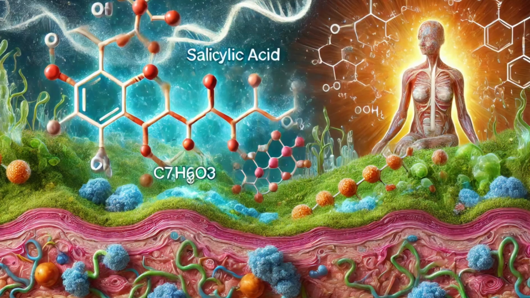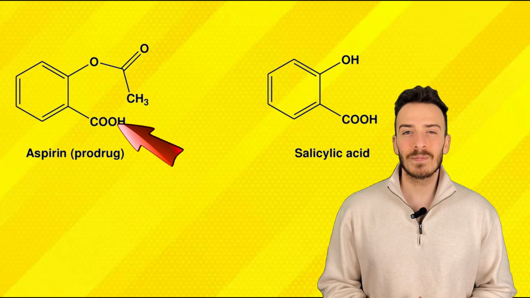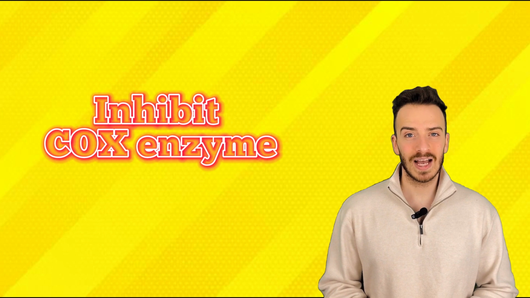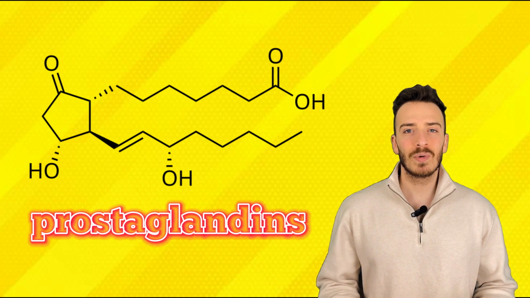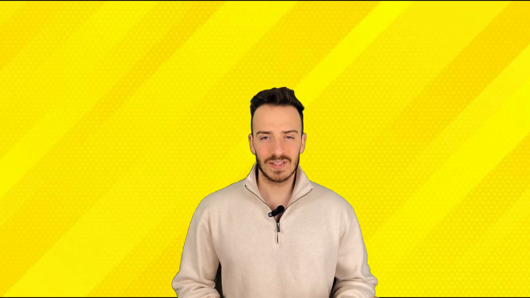You see, salicylic acid is chemically related to aspirin, which you might know as acetylsalicylic acid. Both compounds share a similar mechanism of action. They inhibit COX enzymes, which are responsible for producing prostaglandins, those pesky molecules that trigger redness, swelling, and irritation. So, when you apply salicylic acid, you're not just exfoliating, you're actively reducing inflammation. How cool is that? Now, let's geek out a little and talk about the chemical reactions happening on your skin. Don't worry, I'll keep it simple and fun.